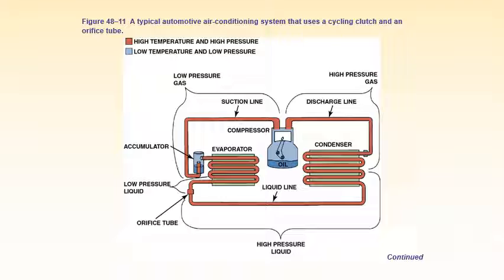Now you can see here, this is a typical automotive air conditioning system that uses a cycling clutch and the orifice tube. Now see here, this is the orifice tube, and the pressure is sensed in this system, and according to it this compressor is operated.